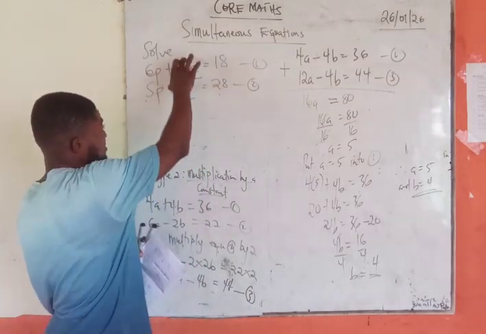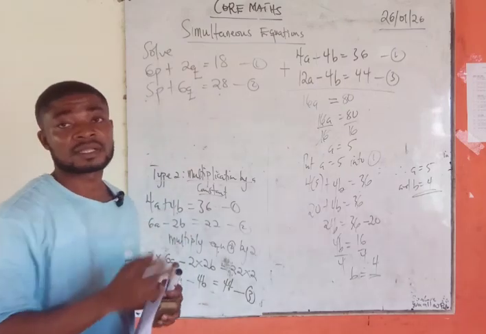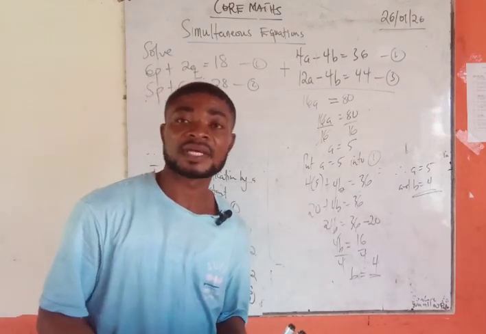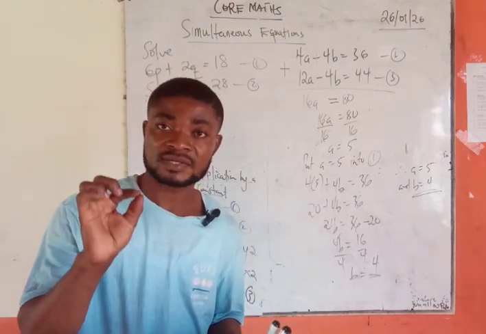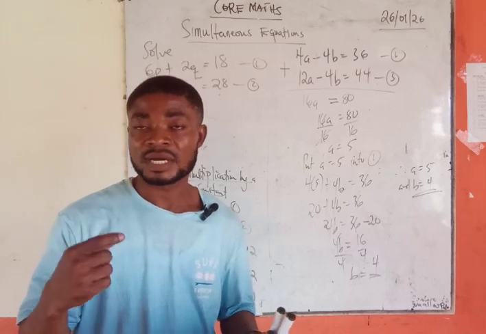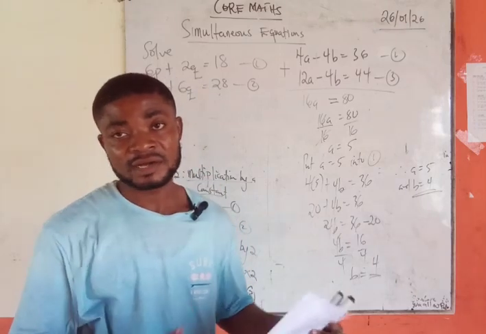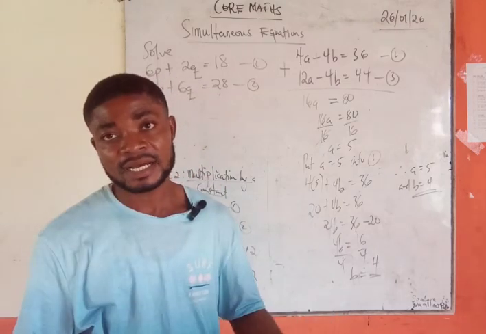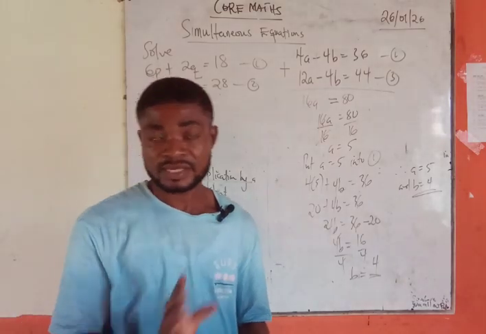Alright, so remember that this is the type 2 example, which is the multiplication by a constant. You look out for a constant that you can use to multiply any of the terms, which will give you another number which is already there. That is what we want to do.